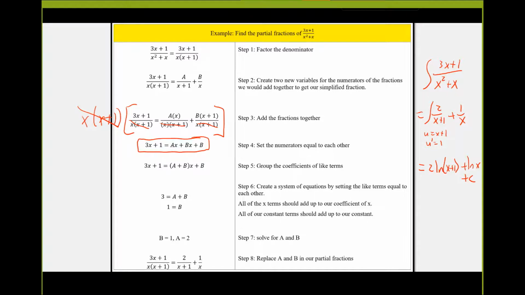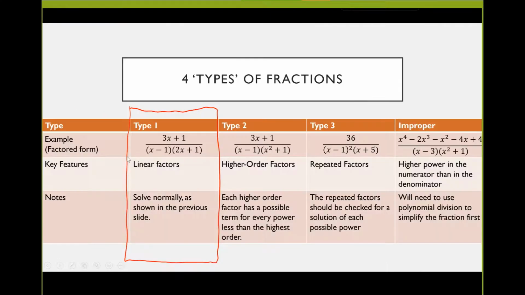So there are a couple things to watch out for when we're doing this. The problem that we just solved is what I'm going to call a type 1 problem. I'm stealing this from Hull University, so they've got a nice way of learning this for the first time. So type 1 is anything where you have linear factors. That means your factors are x to the first power plus some sort of constant. So both of these factors are linear, and we can solve them normally, as we just did.